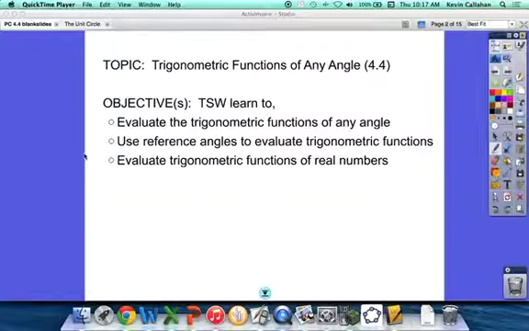Okay. So trig functions of any angle. In the last class we were doing right triangle trigonometry, so it was all in the first quadrant. The angles were all acute angles between 0 and 90. This is saying, okay, now our angles can be anywhere around the coordinate plane. They won't just be 0 to 90 anymore.